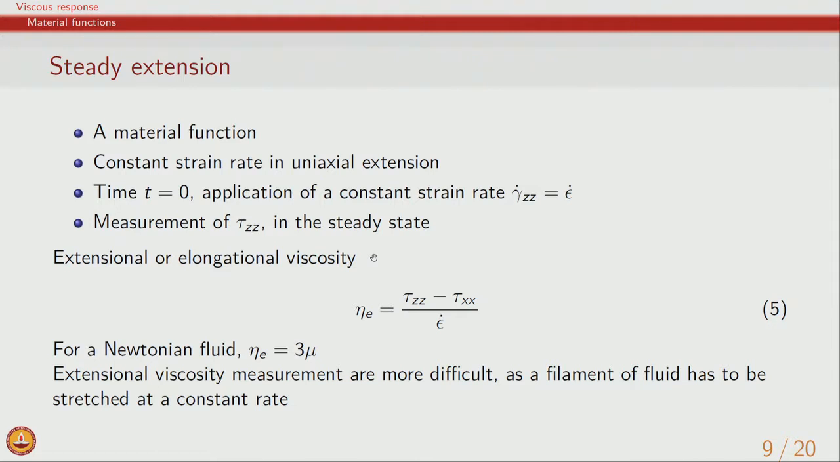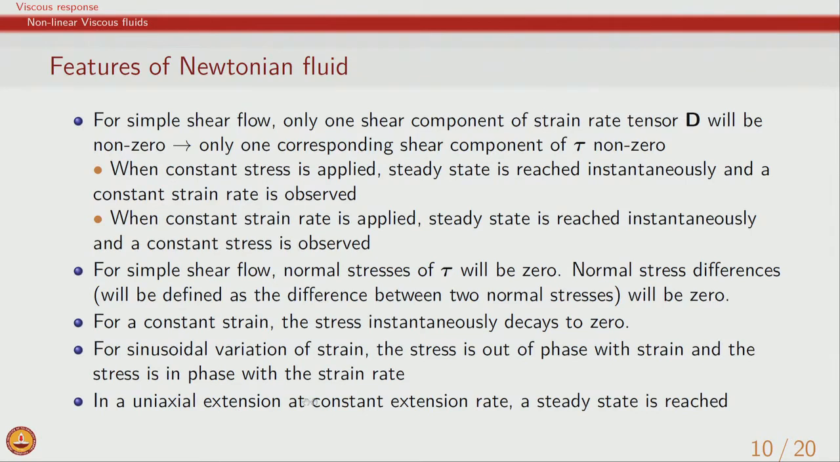So, given these two material functions that we have defined, one for steady shear and one for steady extension, we just again remind ourselves of overall features of Newtonian fluids: that we reach a steady state in steady shear and extension, the normal stress components are 0, and also in case of a constant strain there is an instantaneous decay. And why we repeated these is to highlight to you that in fact these are exactly the same features which are valid for all classes of viscous fluids also. So, if you take any other viscous fluid also, these features that we talked about are entirely identical.